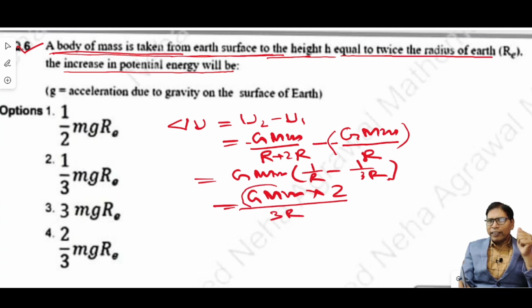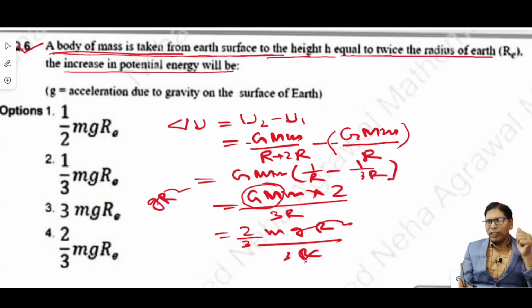Now you know GM equals g R square. So this is 2 by 3 m g R square divided by 3R... these cancel out, so this is 2 by 3 mgR.